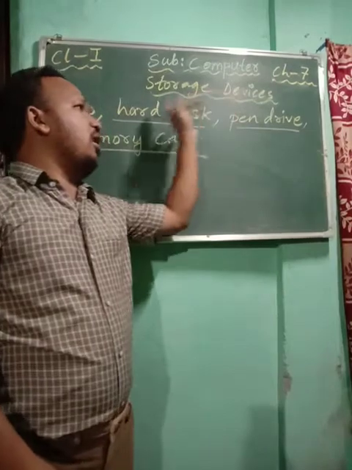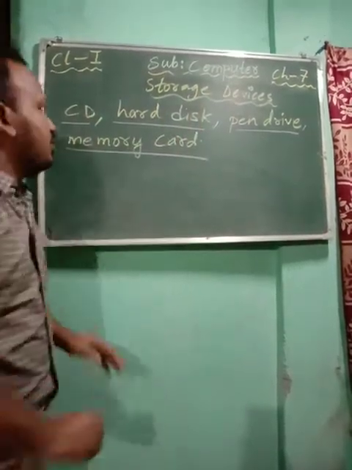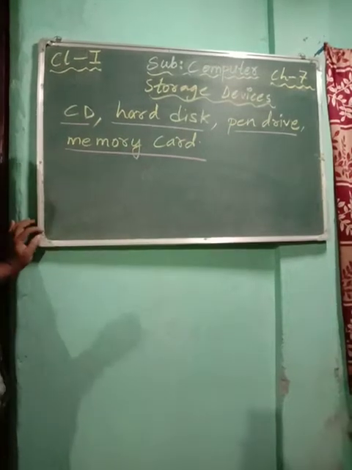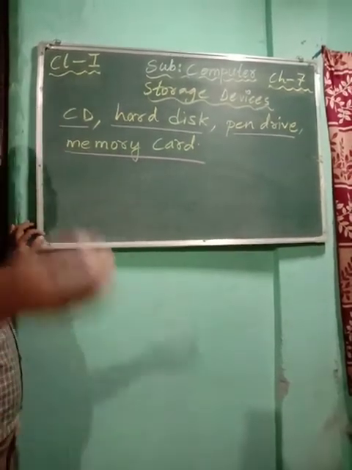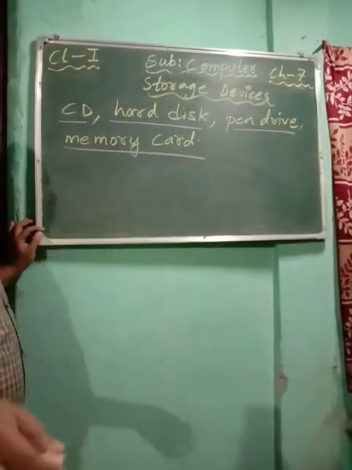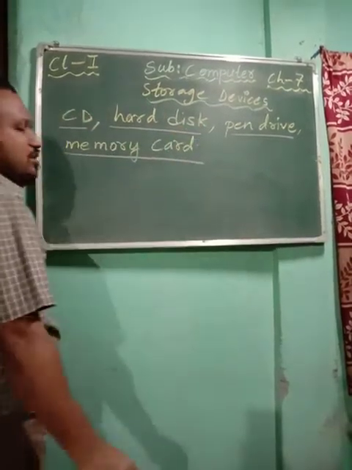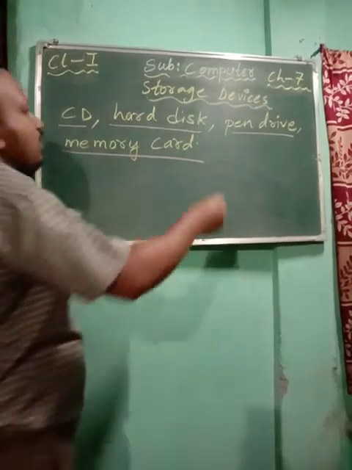These all are called storage devices. Children, your CD is also a storage device. It can store lots of information, pictures, videos, whatever you want. They can store everything. Hard disk can store everything. Pen drive.